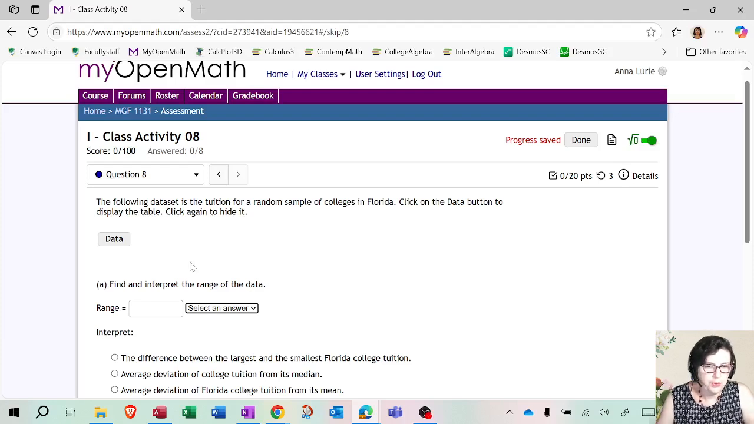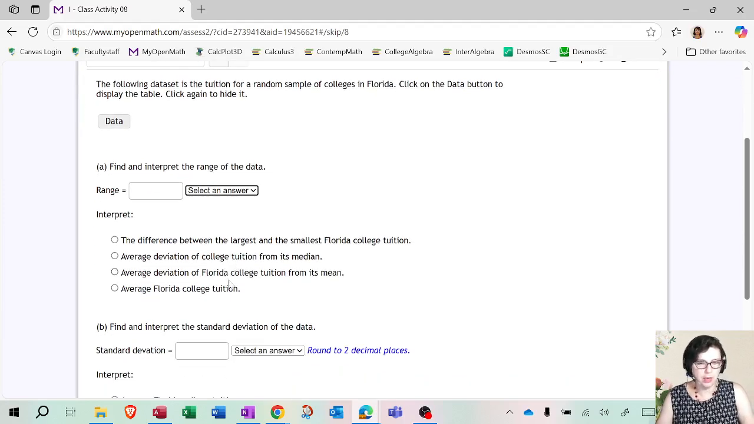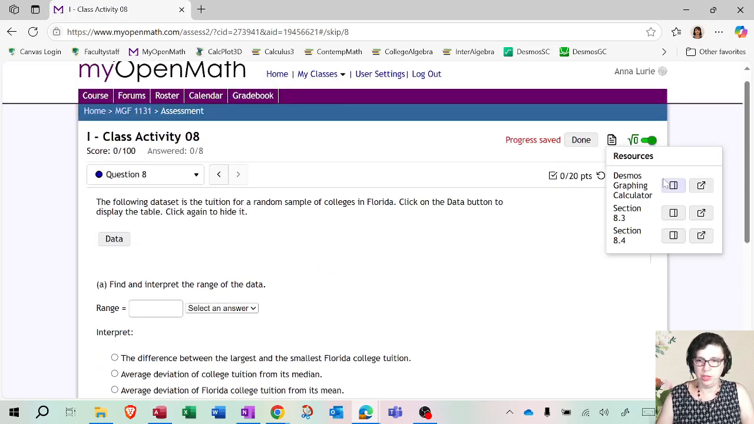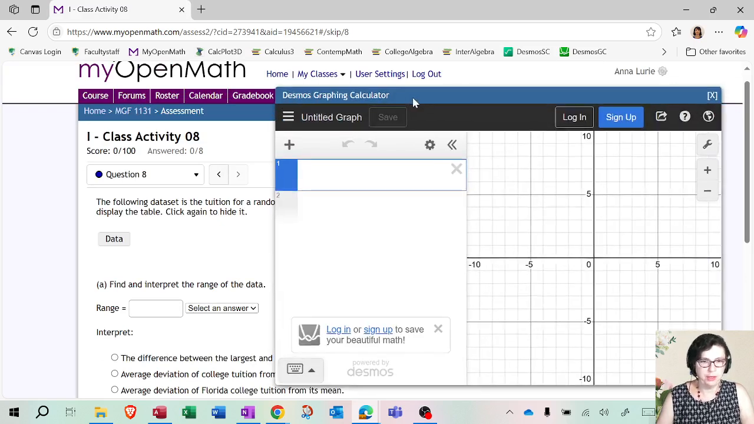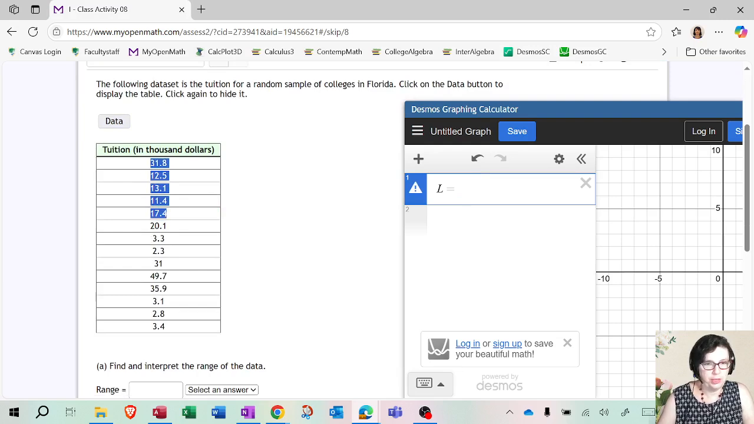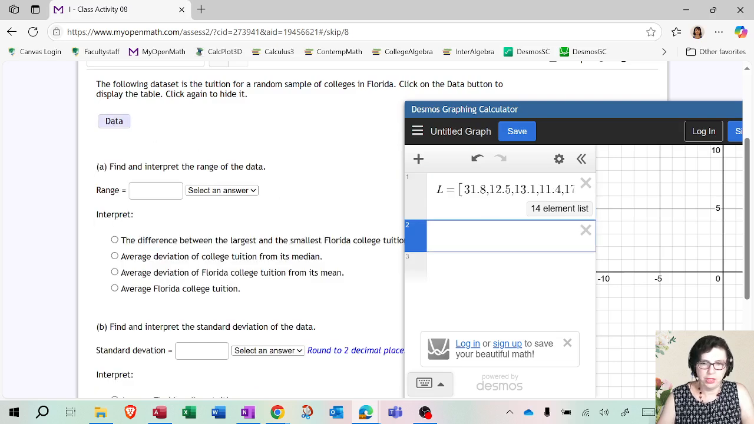Okay guys, in this video we're going to look at how to compute the range and standard deviation of a data set and how do we interpret that. So first the computations. Let's go to Desmos graphing calculator and let's copy paste the data into Desmos. So we're going to say L equals and then we open up the data and this is tuition in thousands of dollars. So this is definitely numerical or quantitative data.